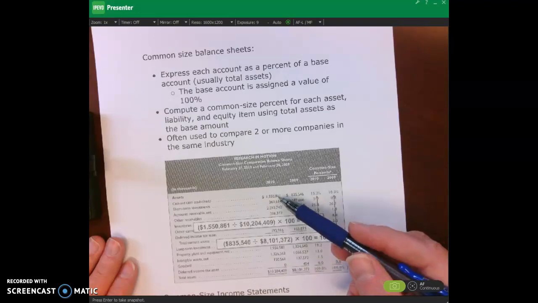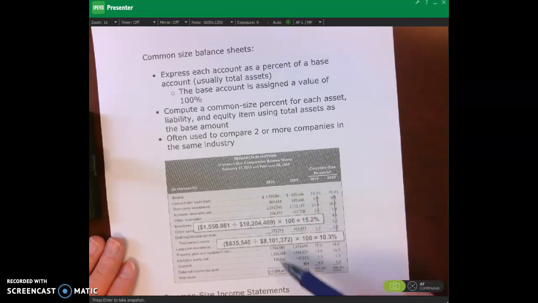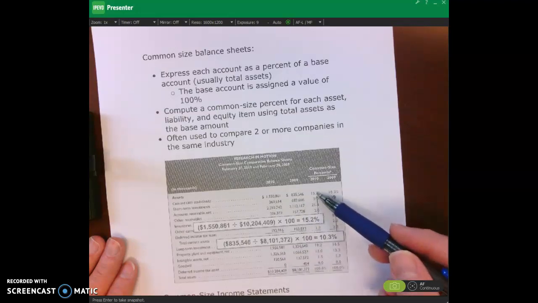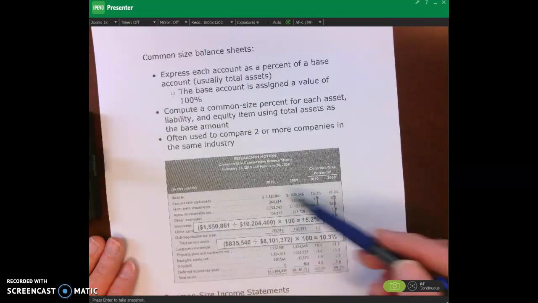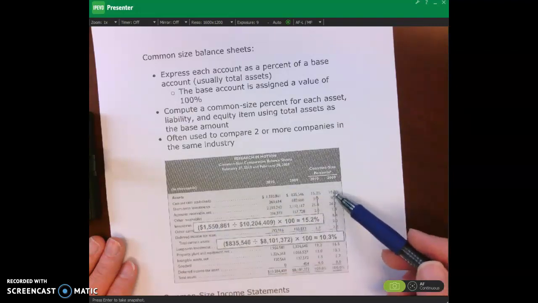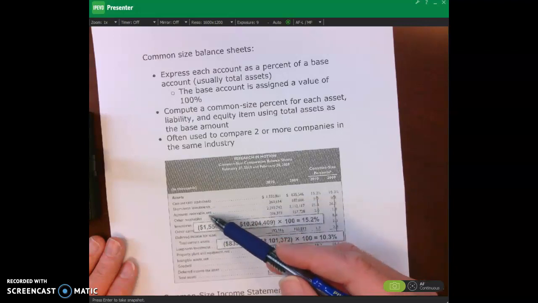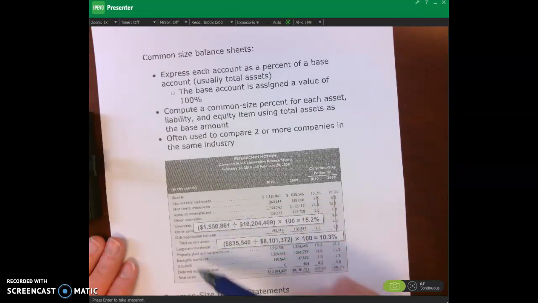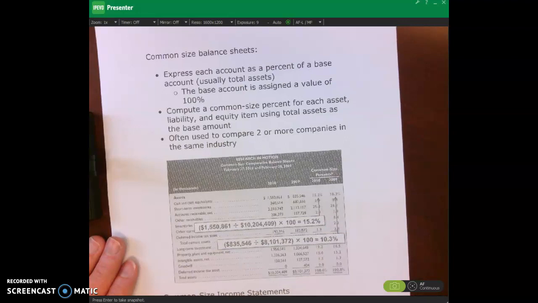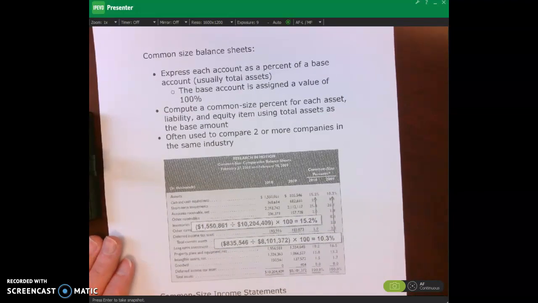So I take 1,550,000 divided by 10,204,000, multiply it times 100, and then that gives me 15.2%. And I do that for each year, 2010 and 2009, and for each line item on the balance sheet. And I can do that for the income statement as well. Okay? I can do the exact same thing for the income statement.